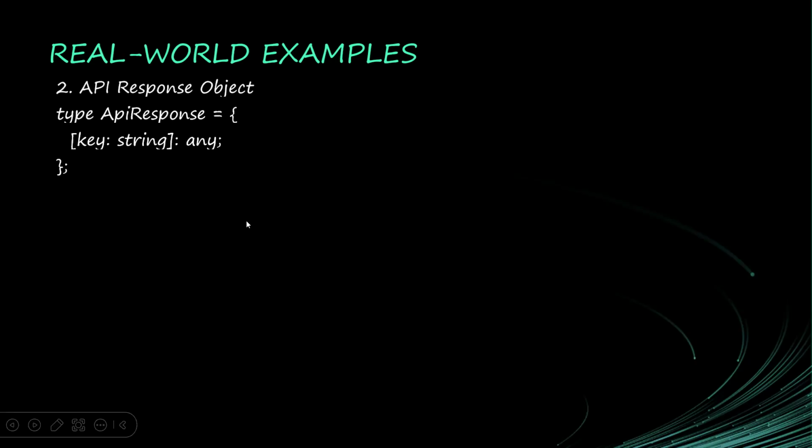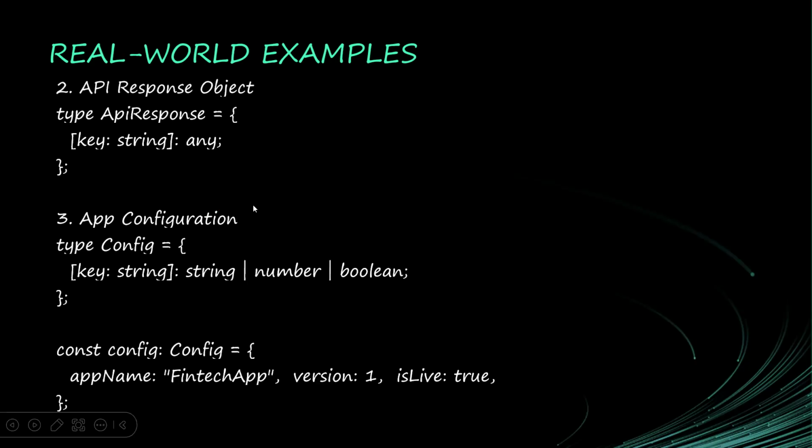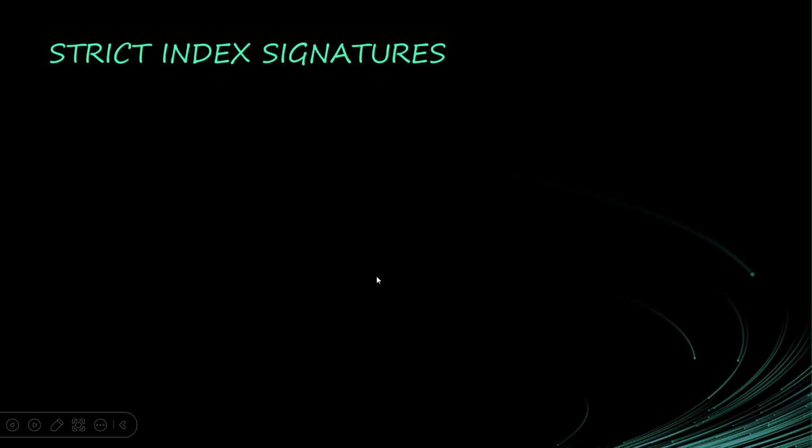API responses, this is another example. API configuration files. In this case, now we are saying that it could be string, it could be number, it could be Boolean, that's the value. But now the key or the property name can be any data type, because if the key is string, it is like general. Okay, so look at this. Our config data type has app name to be string, version is 1, and its life is true. So this union type we have, they have actually covered everything.